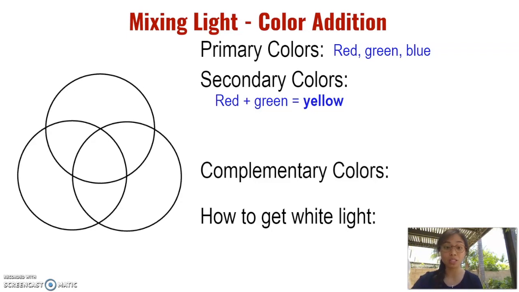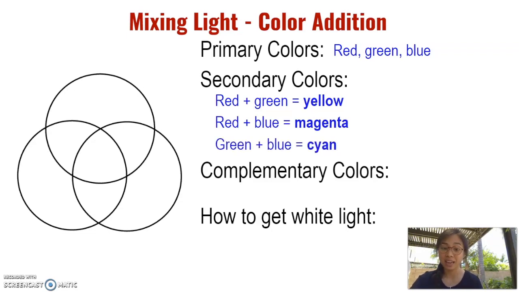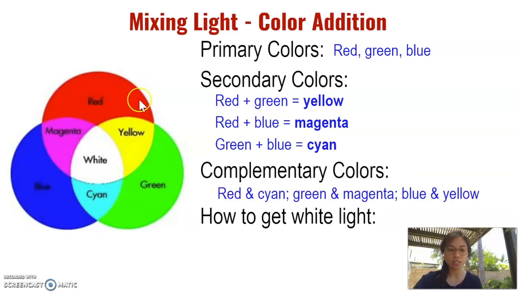For example, when you mix red and green, you get yellow. When you mix red and blue, you get magenta, and when you mix green and blue, you get cyan. Complementary colors are colors directly opposite of each other on this color wheel. So as you can see, red and cyan are complementary, green and magenta are complementary, and blue and yellow are complementary. These are the complementary colors. Again, they're opposite each other on this color wheel.